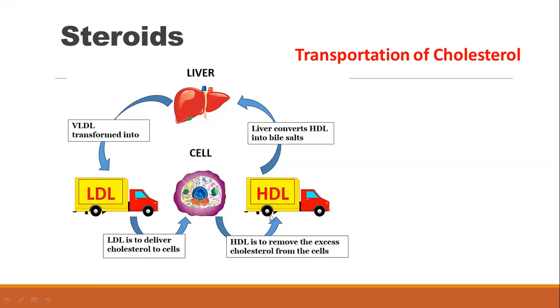The liver converts HDL into bile salts. So again, in the liver, the VLDL is transformed into the LDL, LDL goes into the cell, the cell to HDL, and HDL is converted into bile salts. So the LDL delivers cholesterol to the cell, and HDL removes the excess cholesterol from the cells. That is the purpose of the HDL.